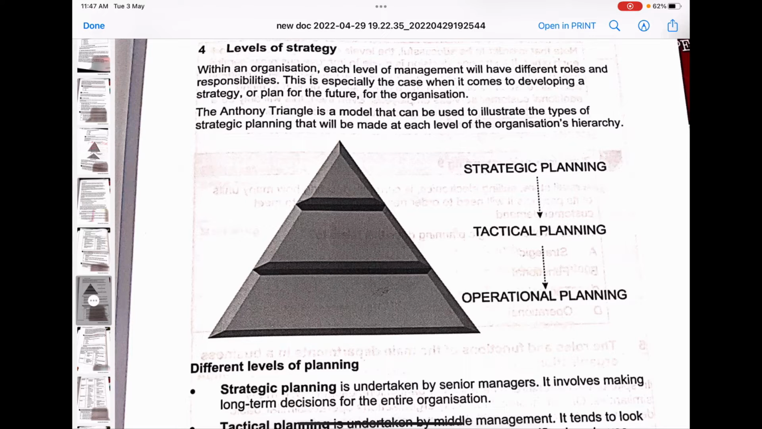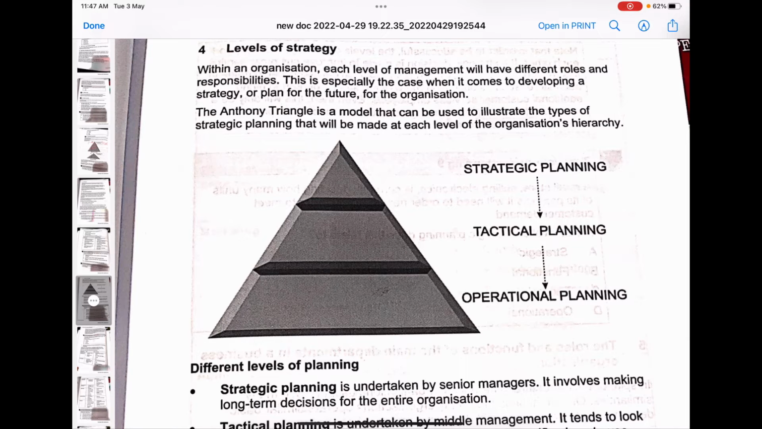Close your eyes and tell me, what did we just do? What is the top level of management? Strategic planning. What is the middle level planning? Tactical planning. What is the lower level planning? Operational planning. Different levels of planning. This we've just done.